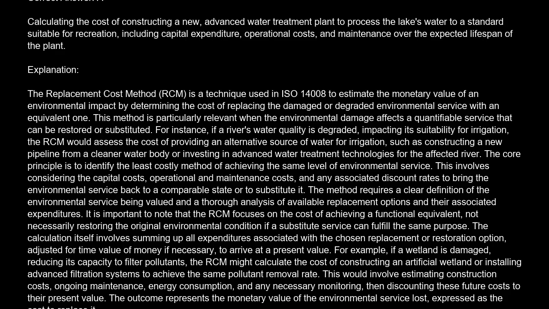The calculation itself involves summing up all expenditures associated with the chosen replacement or restoration option, adjusted for time value of money if necessary, to arrive at a present value. For example, if a wetland is damaged, reducing its capacity to filter pollutants, the RCM might calculate the cost of constructing an artificial wetland or installing advanced filtration systems to achieve the same pollutant removal rate. This would involve estimating construction costs, ongoing maintenance, energy consumption, and any necessary monitoring, then discounting these future costs to their present value. The outcome represents the monetary value of the environmental service lost, expressed as the cost to replace it.